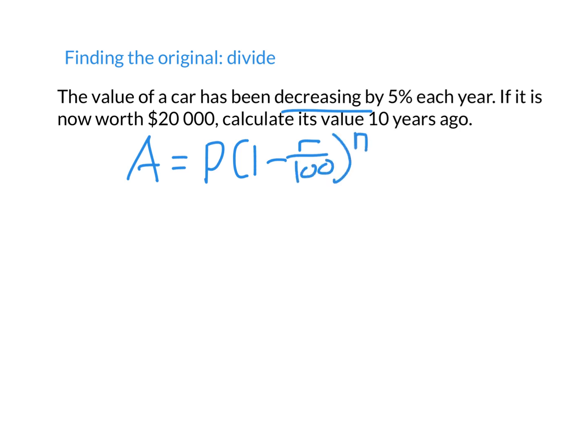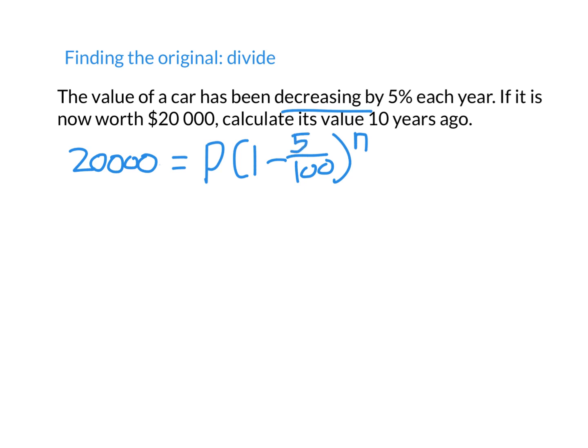Okay, so in this question, A is the amount it's currently worth, which is 20,000. So I'm going to rub out A and replace it with 20,000. Now P is the original amount. That's what I don't know. That's what we're trying to find. P is whatever number I started with, then took 5% away each year to end up with 20,000. That's why we're finding the original. Okay, so R is always the percentage. So in this case, R is 5 because it was 5%. N is the number of periods.